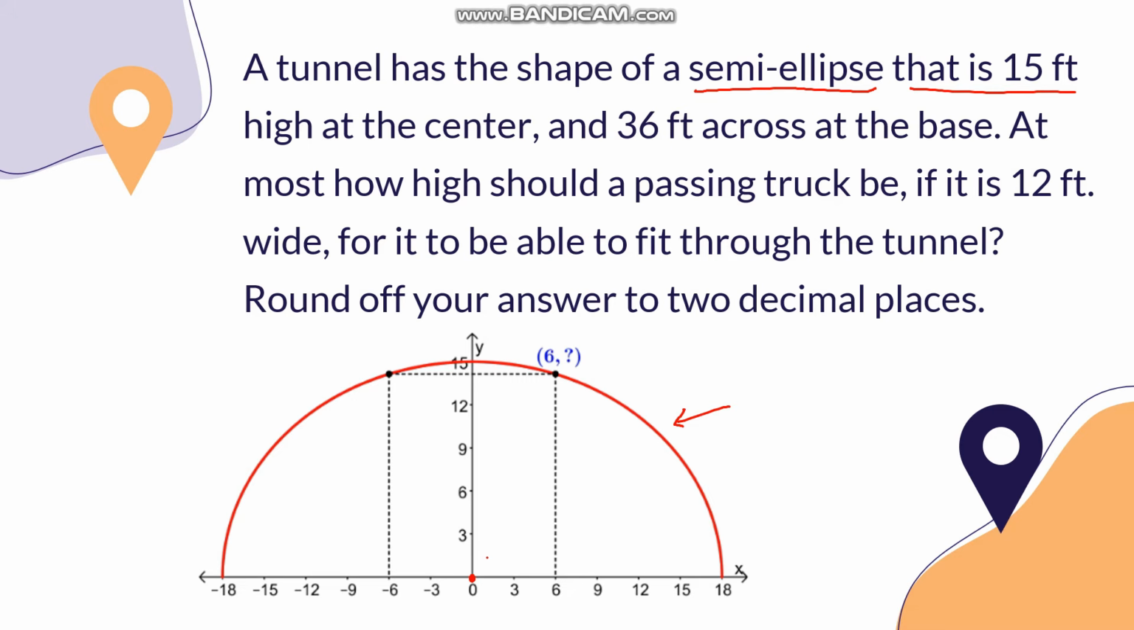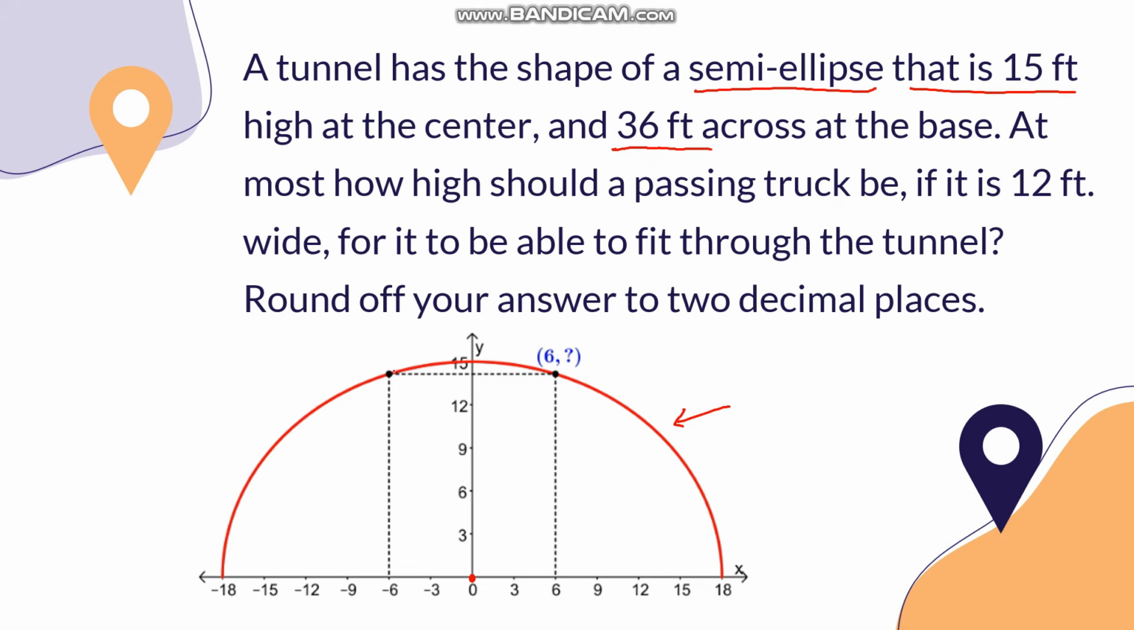As you can see, we use again the origin as the center. Again, it's better if you maximize our origin so that we can solve it easier. So this one is 15 feet high. Another thing that we know is that the base is 36 feet across. If we divide it into 2, we have 18 and the 18 on the other side. At most, how high should a passing truck be if it is 12 feet wide? So it should be 12 feet wide.